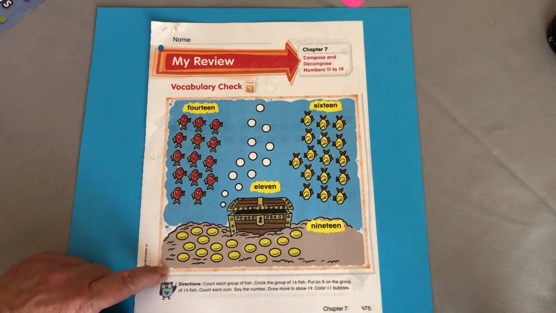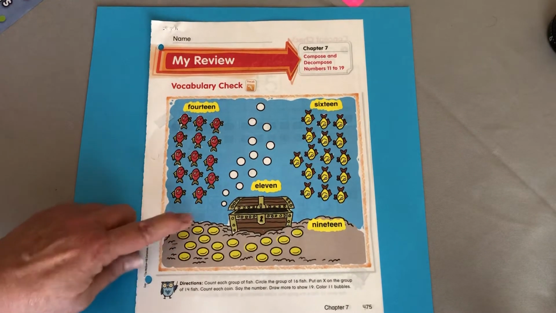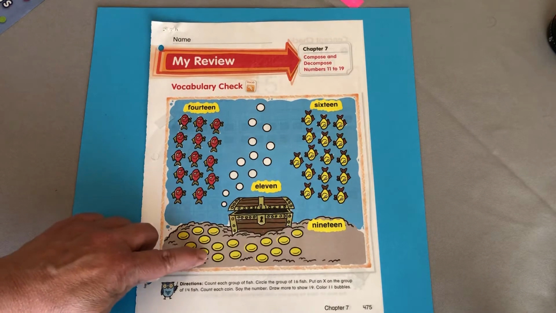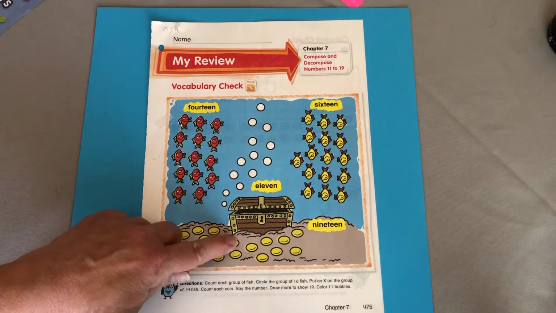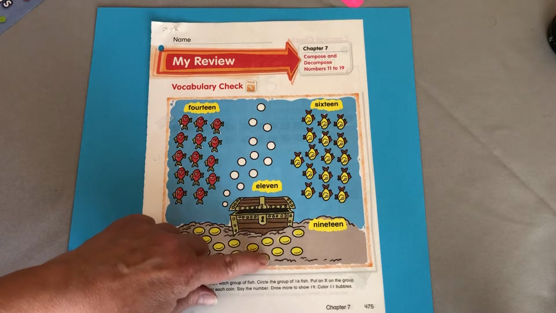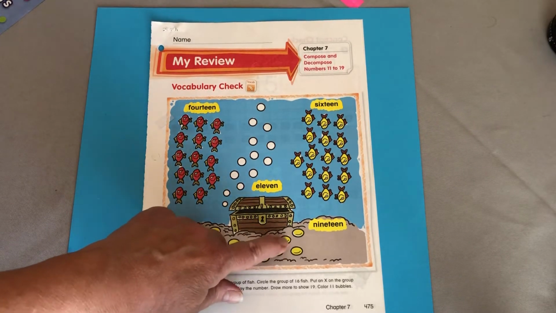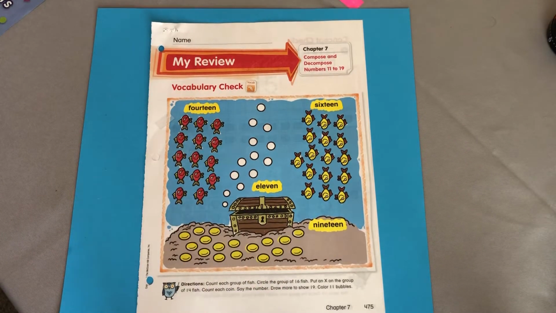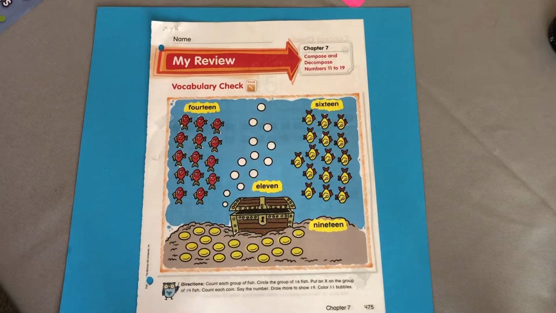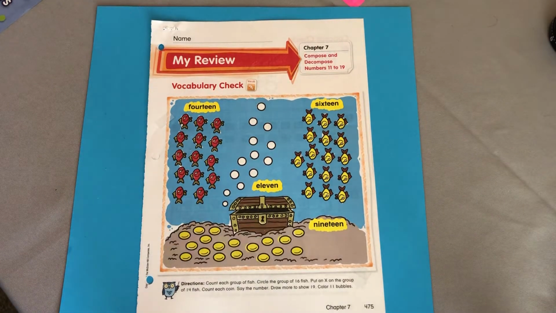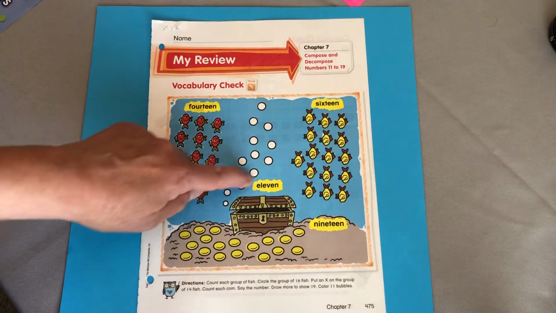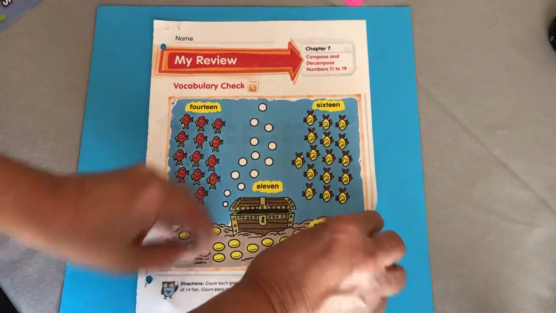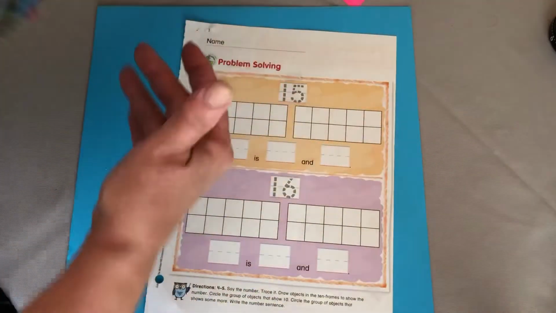Some are already here. Let's count how many are here. 1, 2, 3, 4, 5, 6, 7, 8, 9, 10, 11, 12, 13, 14, 15, 16, 17, 18. You need to draw more so that you draw number 19, okay? And then it says color 11 bubbles. You're just going to color 11 bubbles. So you have to count to 11, okay? That was easy. Let's turn the page.